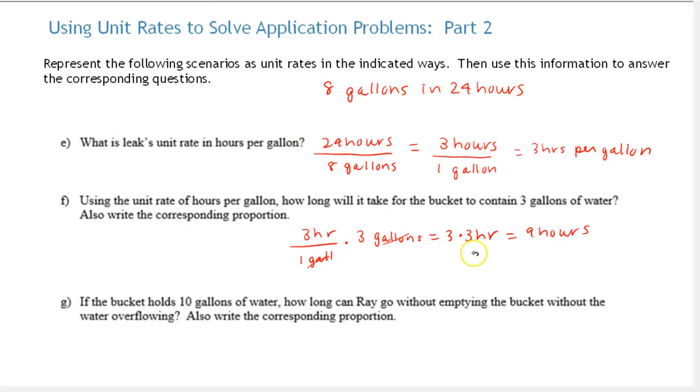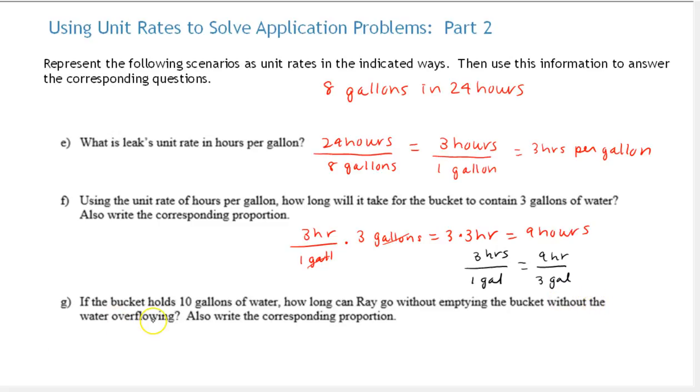So let's write our proportion. So we have 3 hours is to 1 gallon, as 9 hours is to 3 gallons. And notice to get from here to here, we multiply by 3. That's our multiplicative factor.